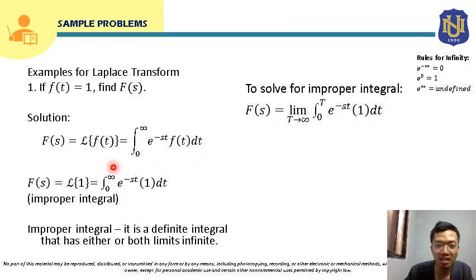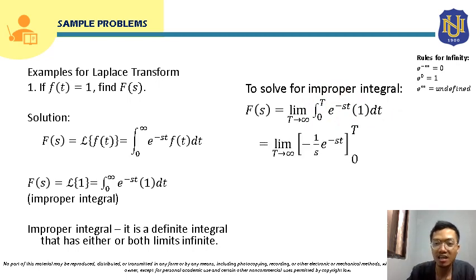So to solve for the integral of this, which is equal to F of s, that will be equal to the limit of the integral of e raised to negative st times 1 dt from 0 to T, wherein T approaches infinity. So we just substitute capital letter T instead of infinity here, and this capital T is approaching infinity.